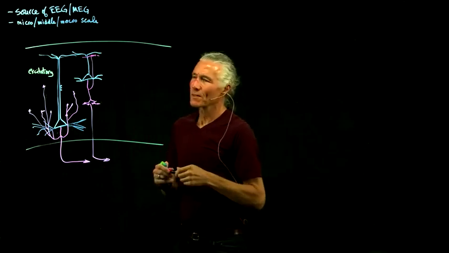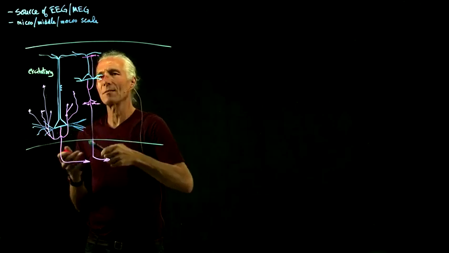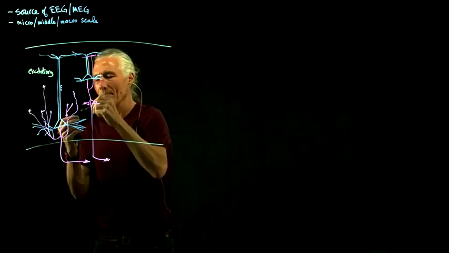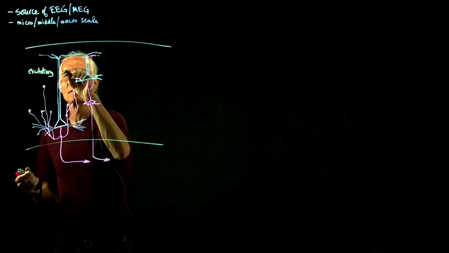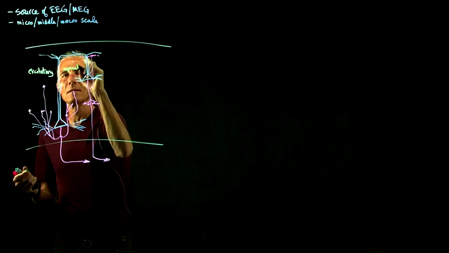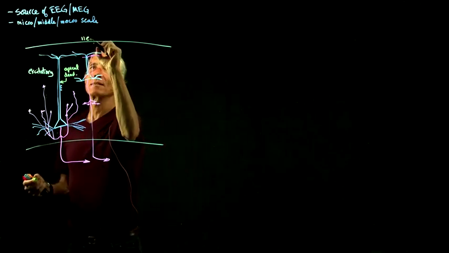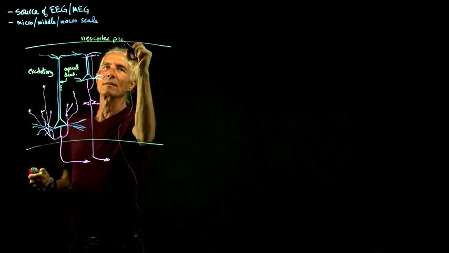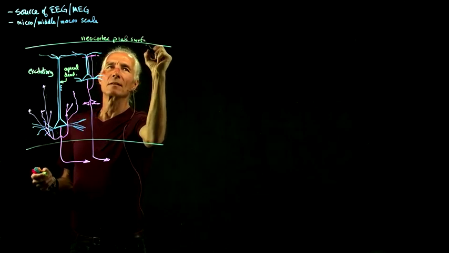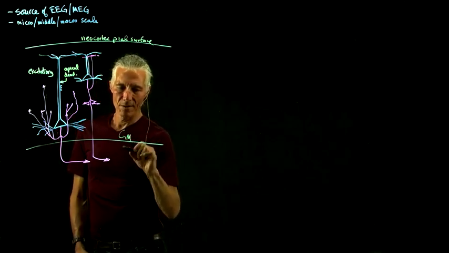There are little stellate versions of these cells that don't have a long apical dendrite. This thing is called the apical dendrite, and it's perpendicular to the cortex. So this is the neocortex, the pial surface, and this is the gray matter, and then here's the white matter.